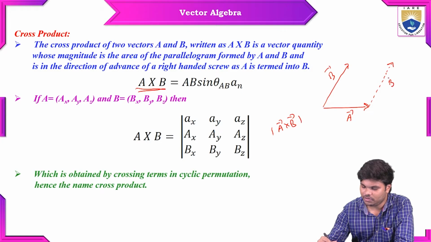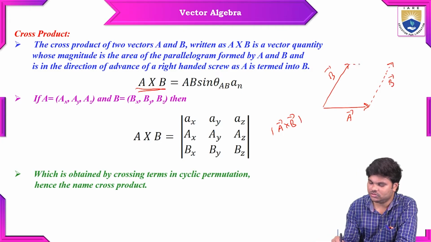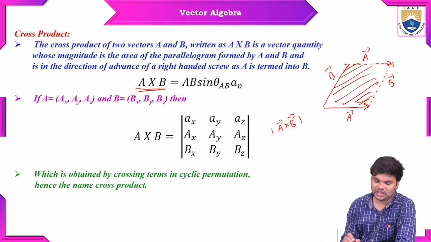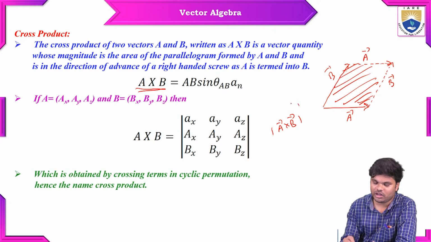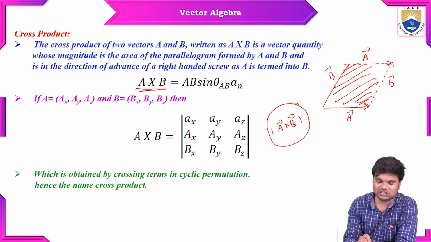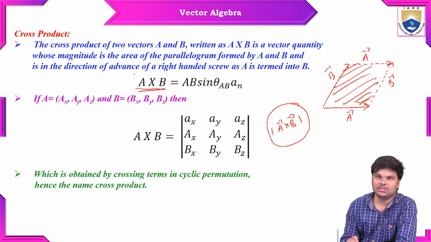This one is b bar and this is the vector which is parallel to a. If you calculate this area, it is nothing but the magnitude of a bar plus b bar. Since the result is a vector quantity, it has some direction. So what is the direction?